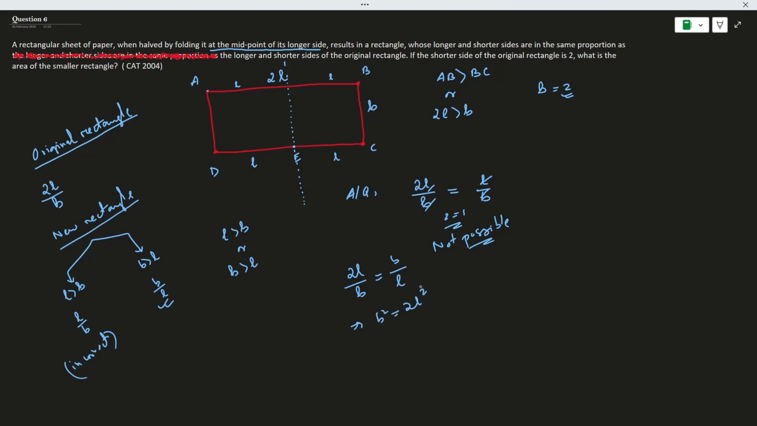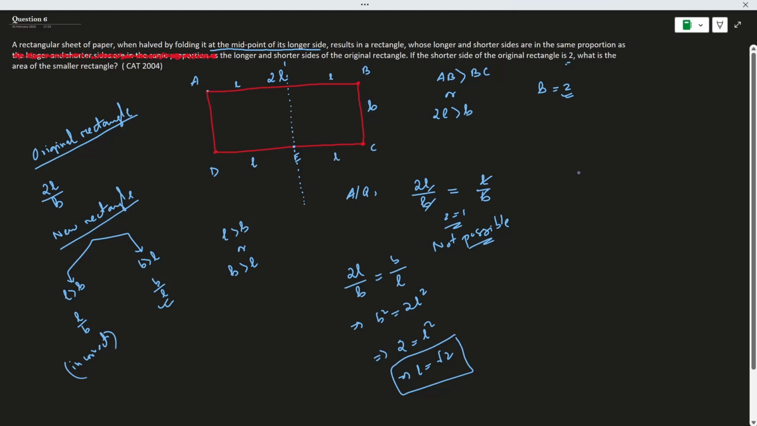I need to find the area of the smaller rectangle. We are given that the shorter side of the original rectangle is 2. So what is the shorter side of the original rectangle? B. So B is 2, so B square is 4. 4 divided by 2 is 2, so L square is 2. So L is equal to root 2.